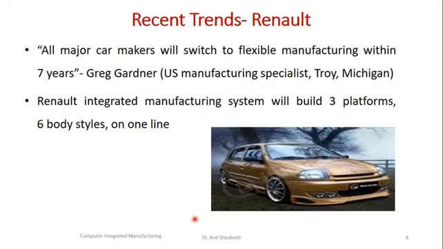Now see, this is the latest example of Renault. So what Renault says, all major car makers will switch to flexible manufacturing within 7 years. Okay, so this is given by Gray Gardner, a US manufacturing specialist in Michigan. Now Renault's integrated manufacturing system will build 3 platforms and 6 body styles on one line.